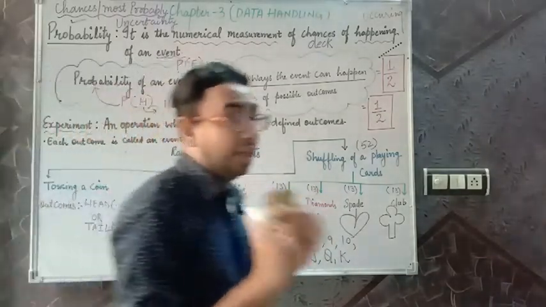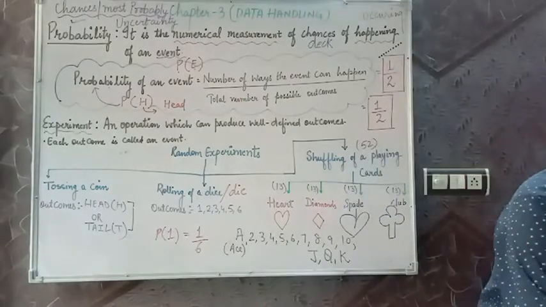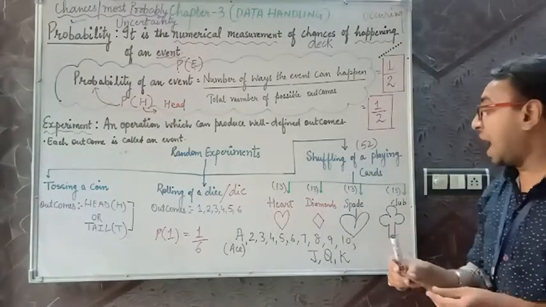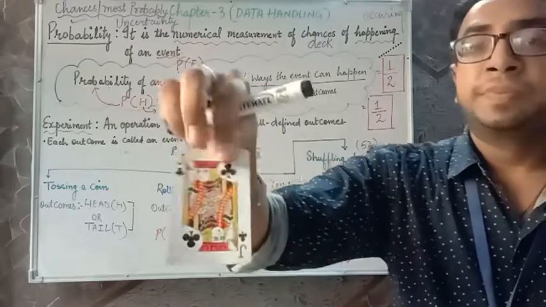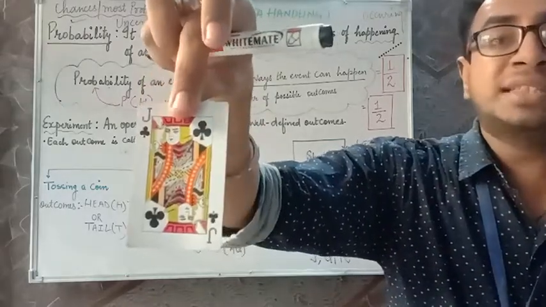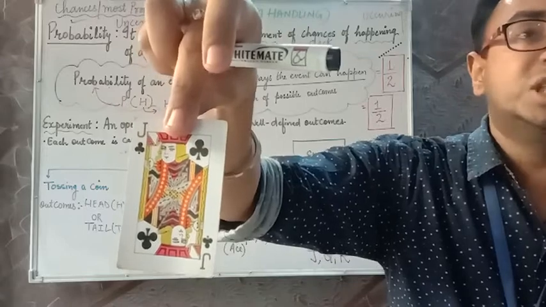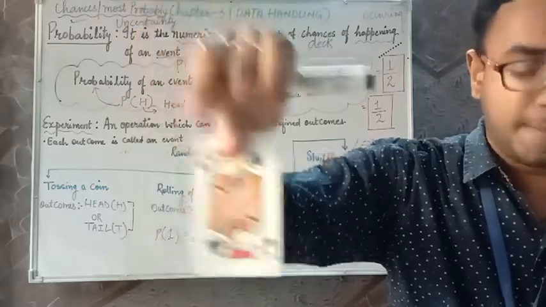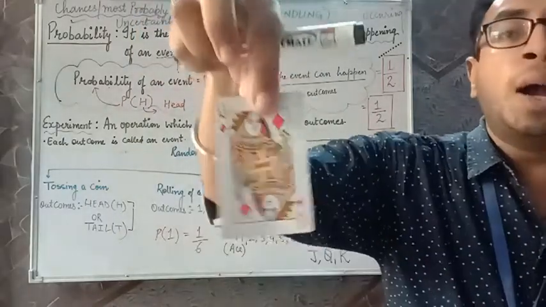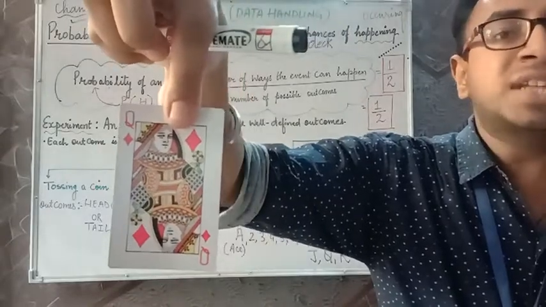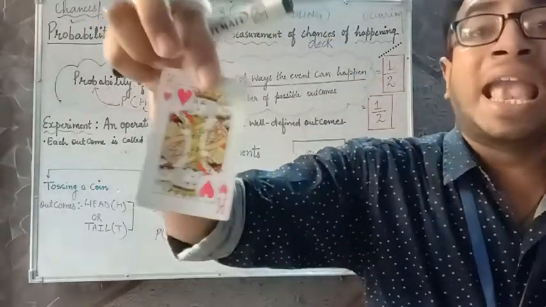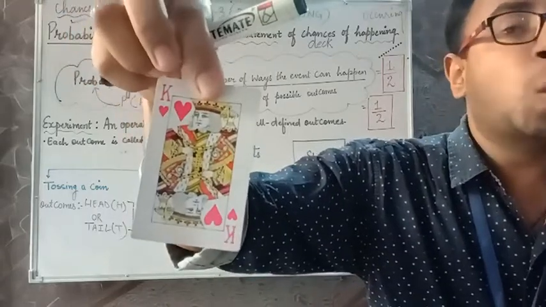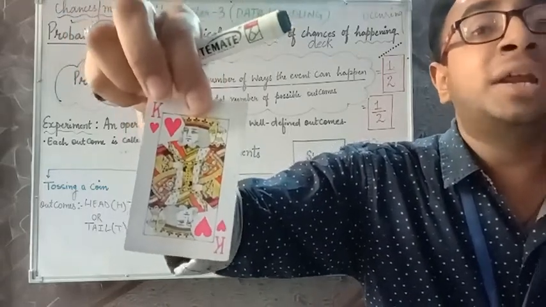Now let's see the J, Q and K. J stands for Jack, J-A-C-K. Q stands for Queen, and K stands for King.